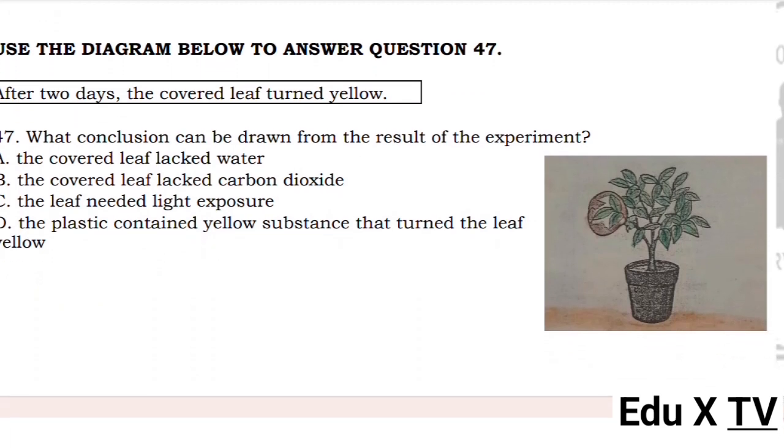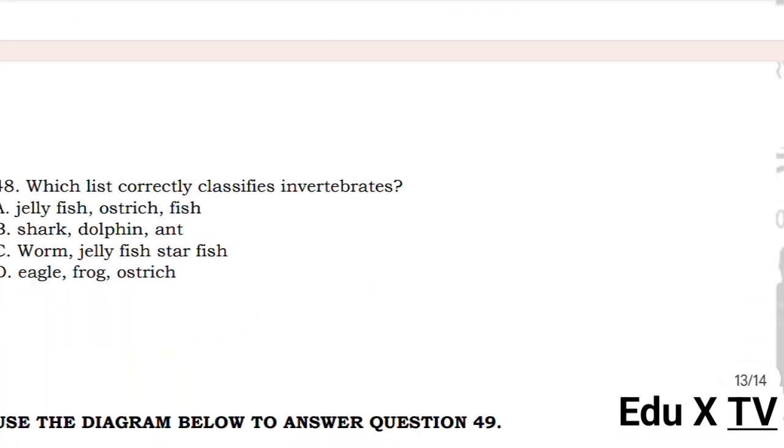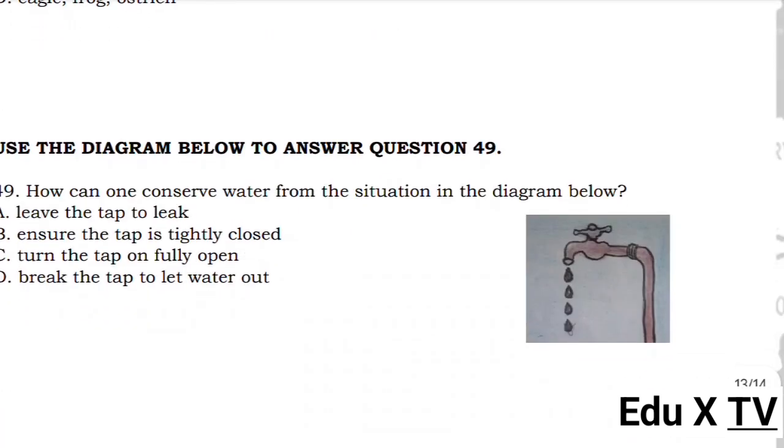Use the diagram below to answer question 47. After 2 days, the covered leaves turned yellow. Number 47. What conclusion can be drawn from the result of the experiment? The answer is B. Number 48. Which list correctly classifies invertebrates? The answer is B. Use the diagram below to answer question 49.